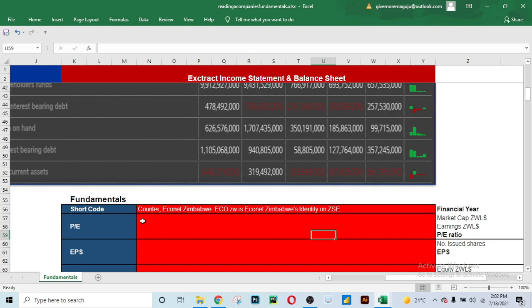Okay, so now let's look at the PE, the price earnings ratio. Perfect. Right. So the price earnings ratio shows how much investors are willing to pay for a dollar of company earnings.